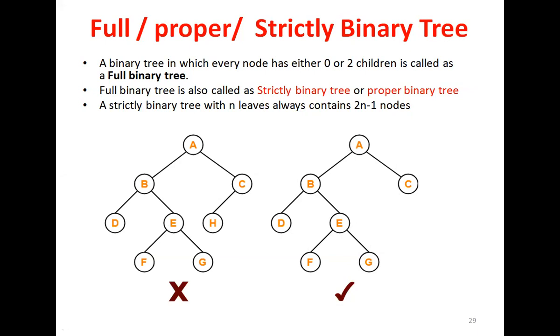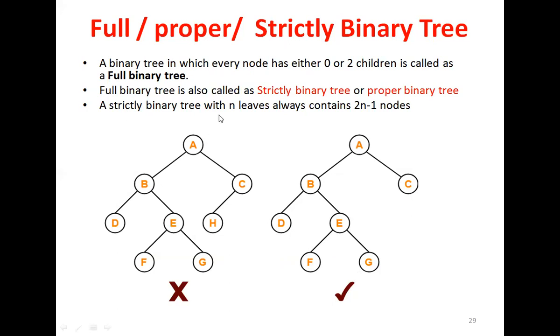Okay. Any question? Sir, please explain the third point with this example. Yes, the third point: a strictly binary tree with n leaves always contains 2n minus 1 nodes. Now take this one. How many leaves are there in this tree? How many leaf nodes? 4. 1, 2, 3, and 4.